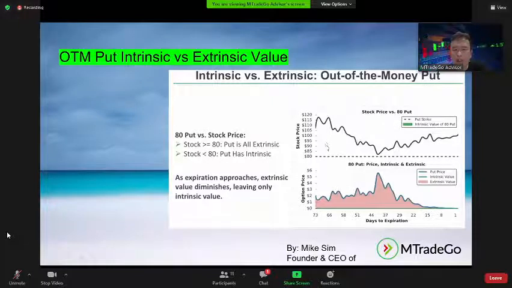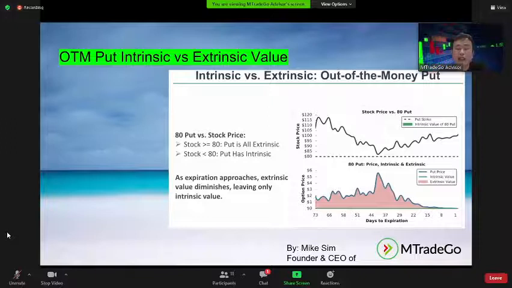Okay, so you can see this is the extrinsic value. Basically, as time decays, you can see what happens to the extrinsic value. Boom, it becomes zero. You know what I mean or not? Meaning that the longer the option is, the extrinsic value will decay, or we call it time decay.